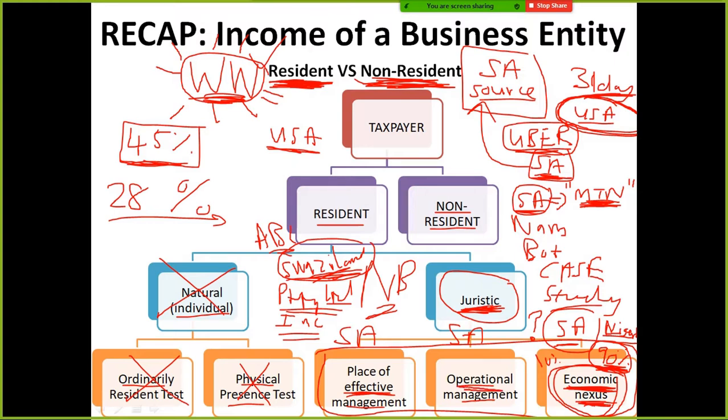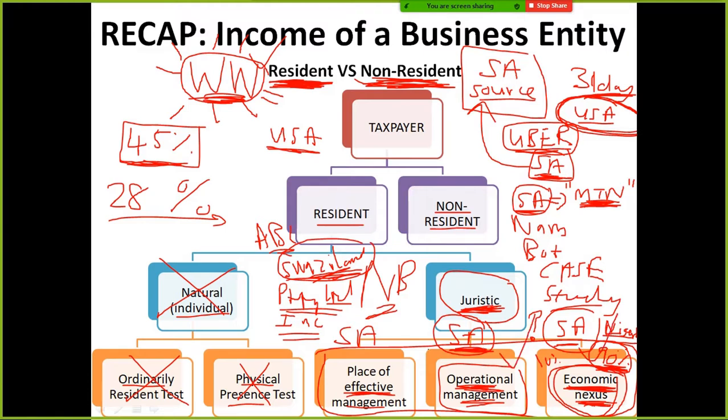Okay, operational management. They might have an office in Swaziland and in South Africa. Then the government or SARS will say, well, you've actually got two offices, one in Swaziland and one in South Africa. The South African operations are a lot bigger. SARS might say, we motivate that your operational management is actually in South Africa. Place of effective management might be in Swaziland, but they might say, well, you tick two of the boxes.